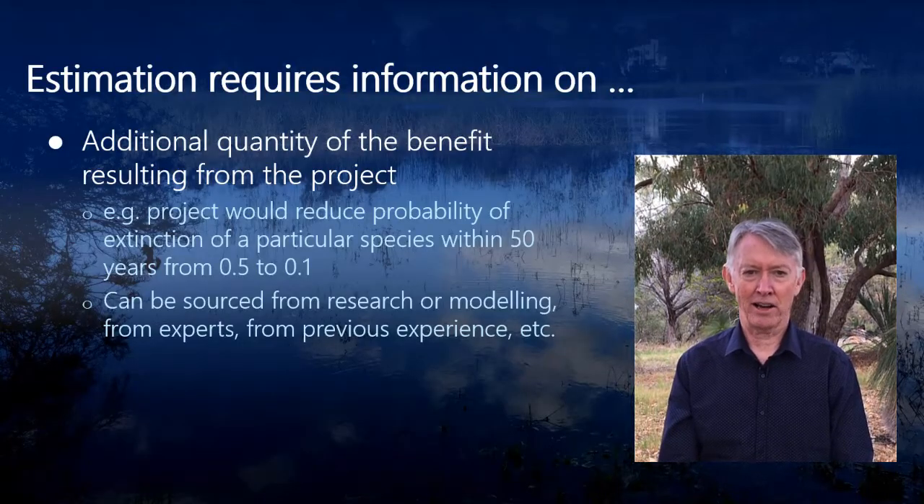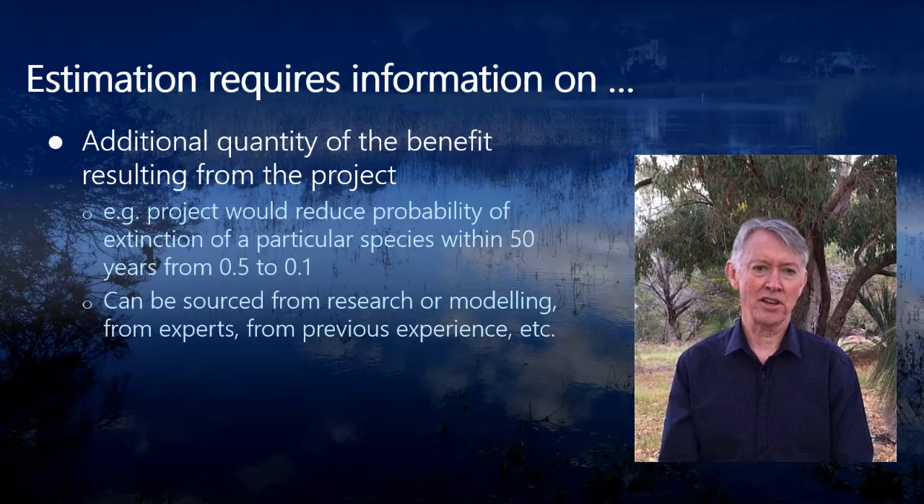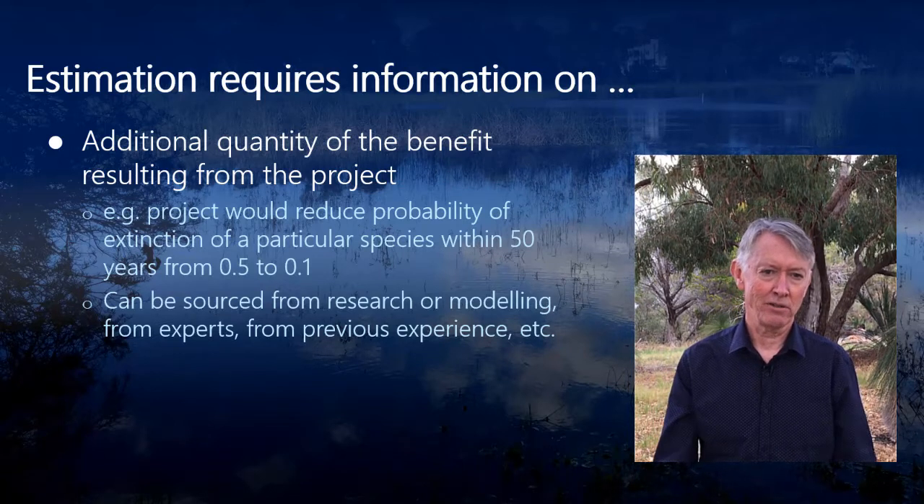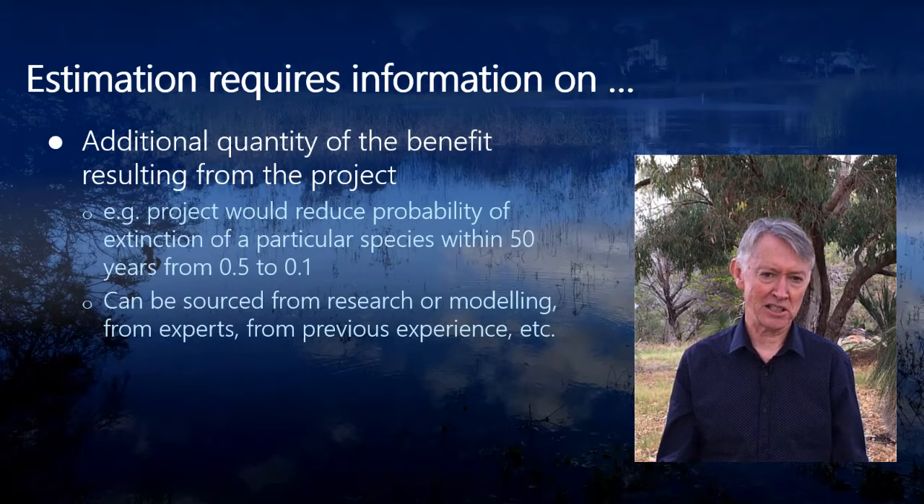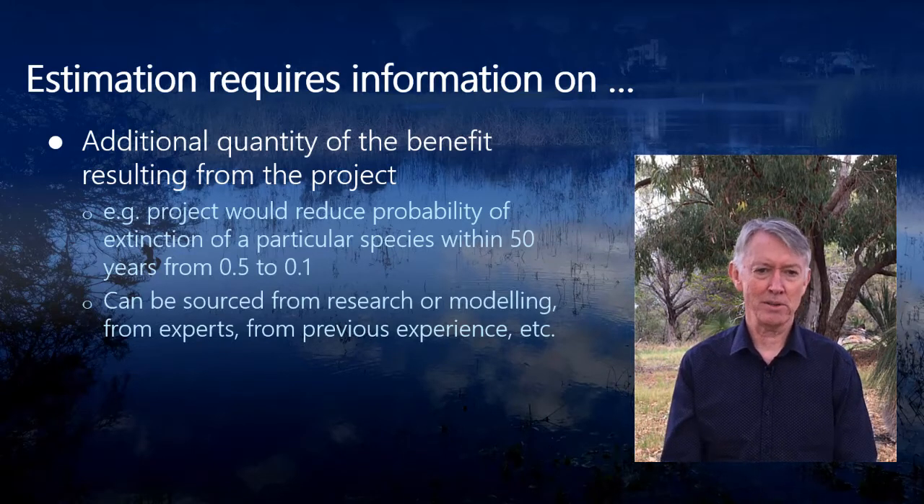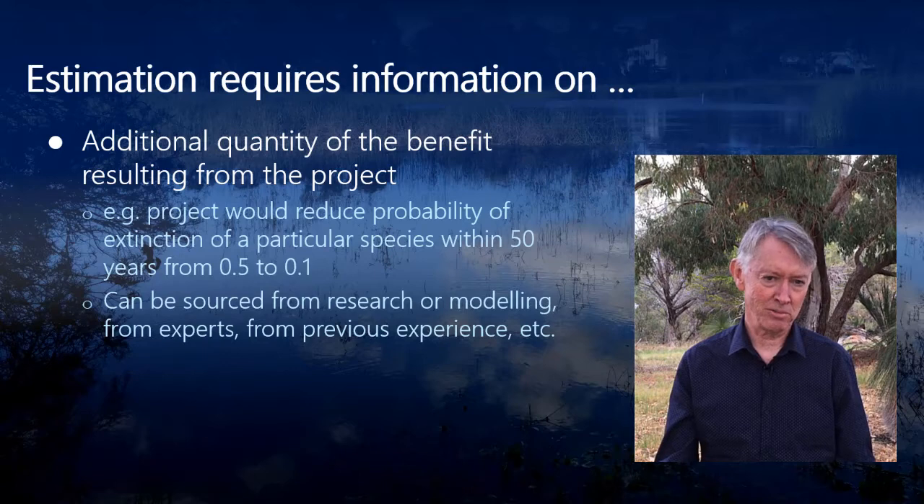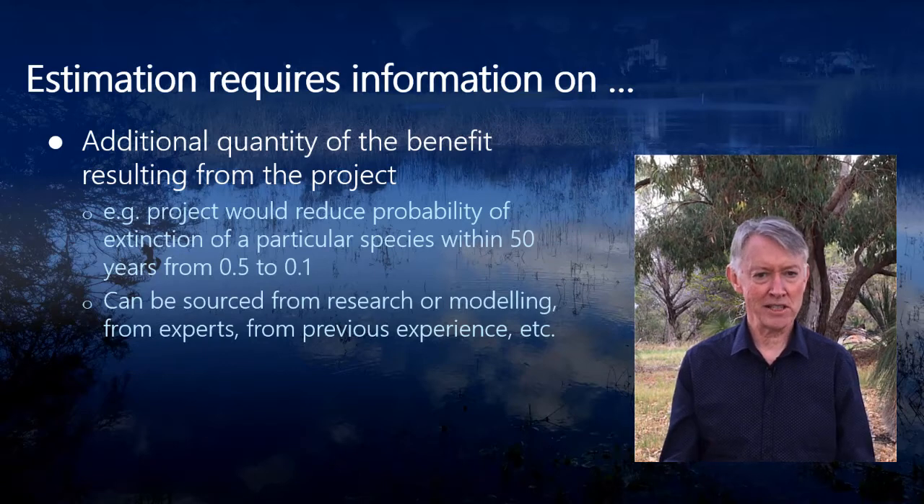Estimating non-market values requires information on a few different things. One is that you need to know the additional quantity of the benefit that results from the project. For example, a project might reduce the probability of extinction of a particular species within 50 years from 0.5 or 50% down to 0.1 or 10%. This information could be sourced from research or modelling, or from experts making judgments, from previous experience, and so on.